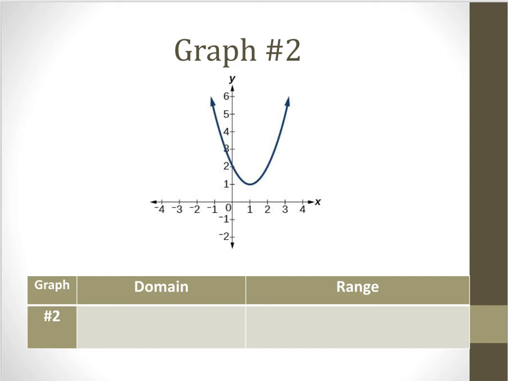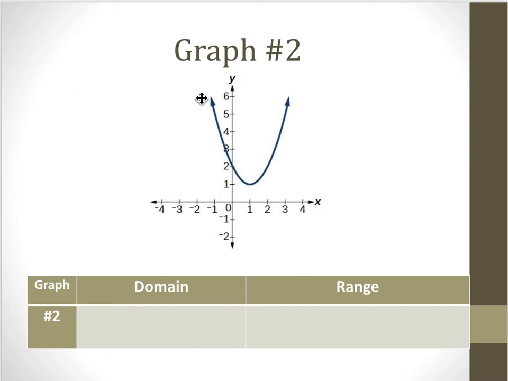So for this one, now we have an even function because it's moving towards positive infinity in both directions. Both are going up. So it's going to be a little bit different. So for our domain, we're looking at all possible x values along the x-axis. So we're going to start from negative infinity. Notice the left side has an arrow going up and to the left, meaning this function is going to go on towards negative infinity forever.